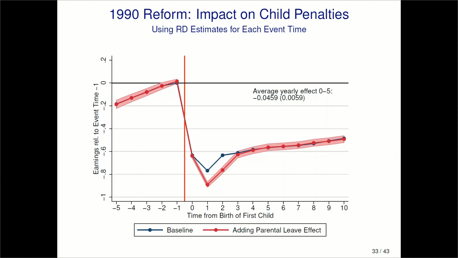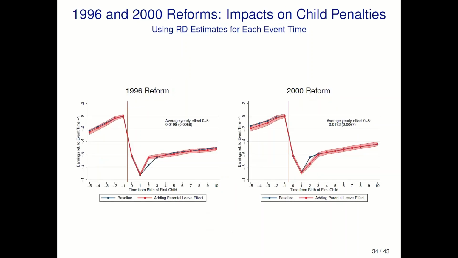And you can do that same thing with the 1996 scaling back of parental leave and the year 2000 strong expansion of parental leave. And what you see there, if you go through the RD graph first and then use the RD estimates to draw graphs like this, you get something that is 100% consistent.